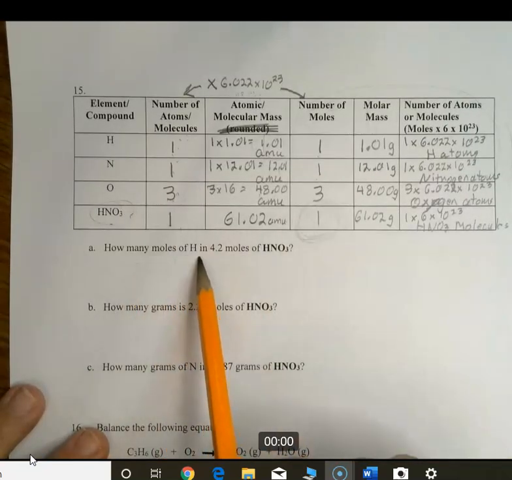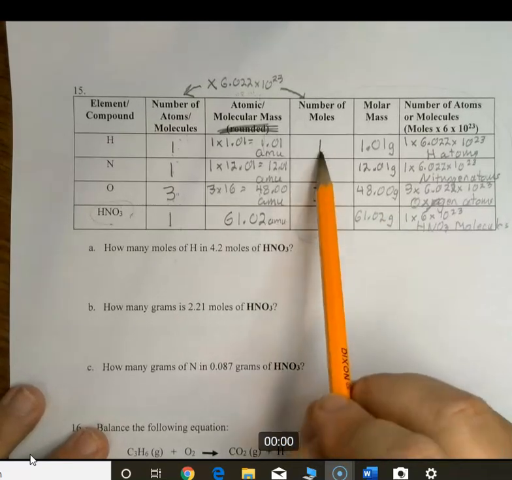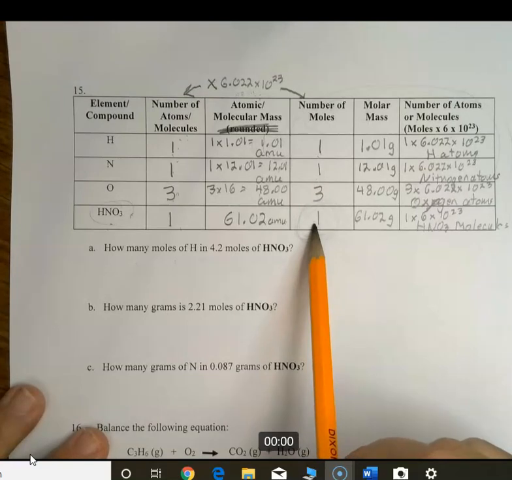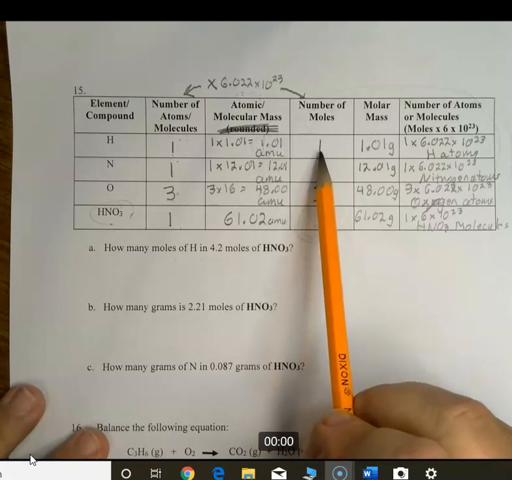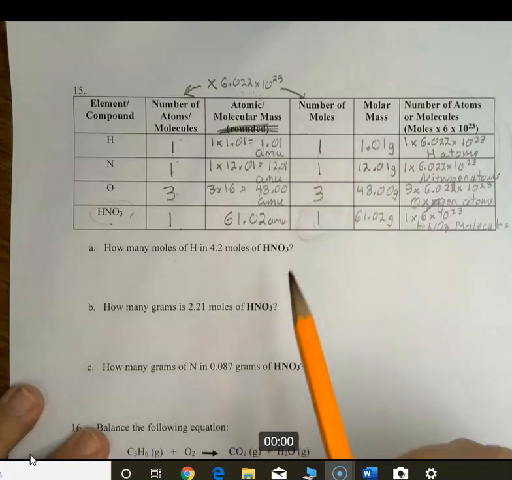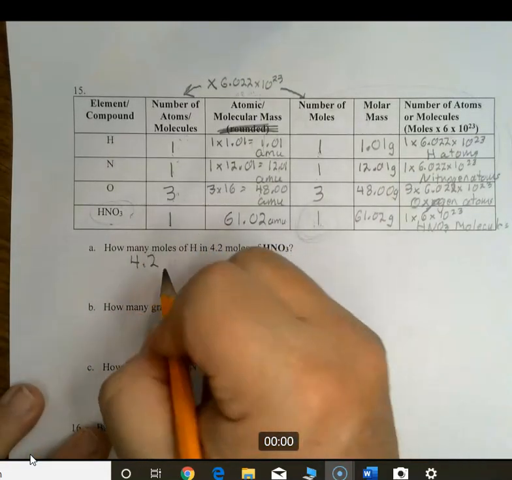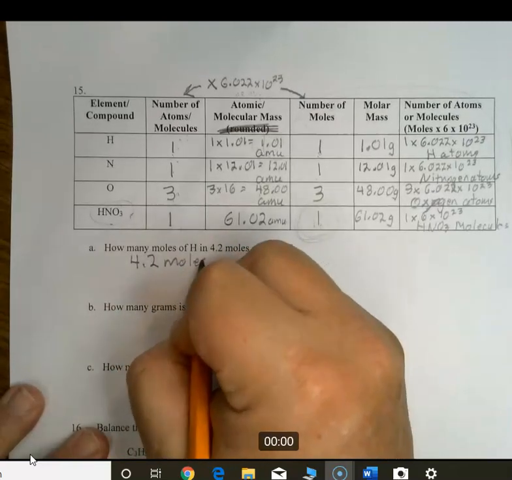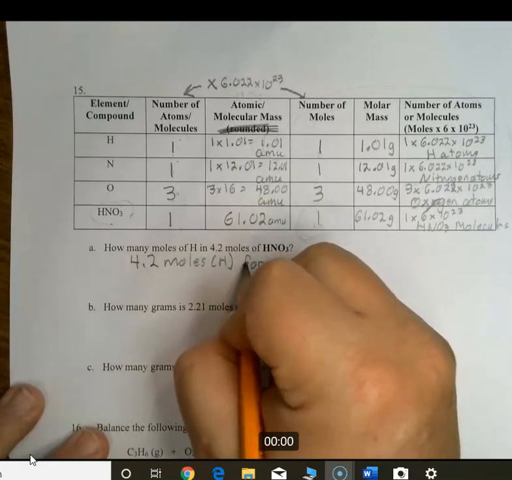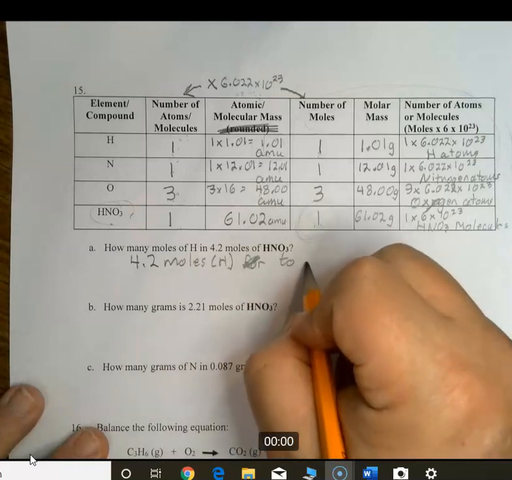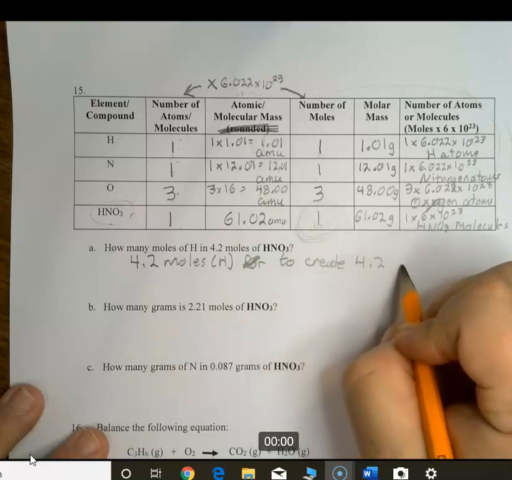So how many moles of H in 4.2 moles of HNO3? There's 1 mole of H for every 1 mole of HNO3. So if I have 4 moles of HNO3, I'm going to need 4 moles of H. It's a 1-to-1 relationship. Okay, so it's going to be 4.2. You don't have to show work if you can do it in your head. 4.2 moles of H, but do write it out to create 4.2 moles HNO3.